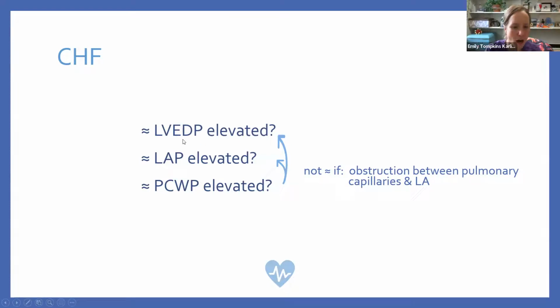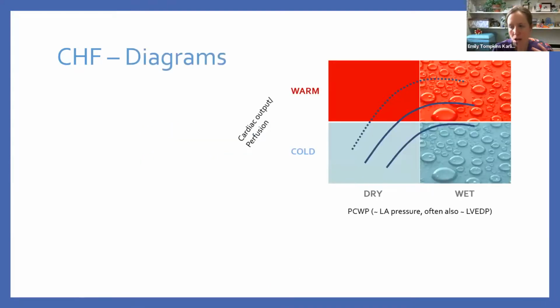But those 2 things are uncommon. So in general, we think of LV end diastolic pressure, left atrial pressure, and pulmonary capillary wedge pressure as sort of interchangeable terms. And when we want to know if heart failure is present, we want to know if those things are elevated. And so when we go back to our diagrams, that sort of directly ties into what we talked about with both the Forrester classification and the Frank-Starling curves, where we said, this is the cutoff.